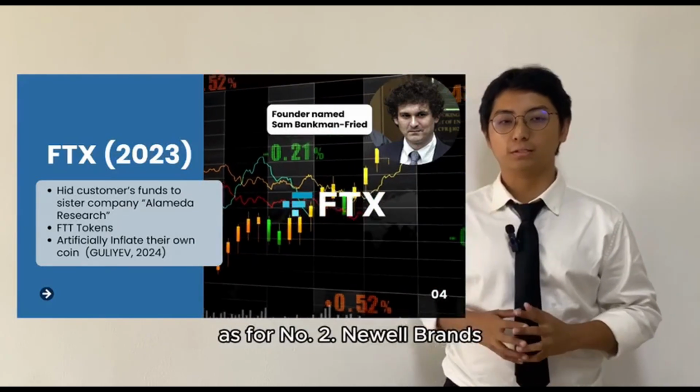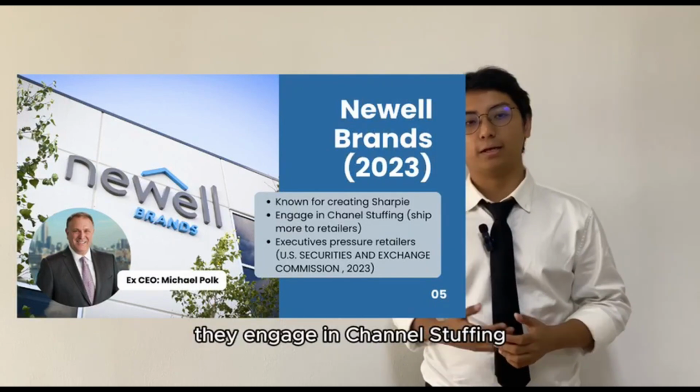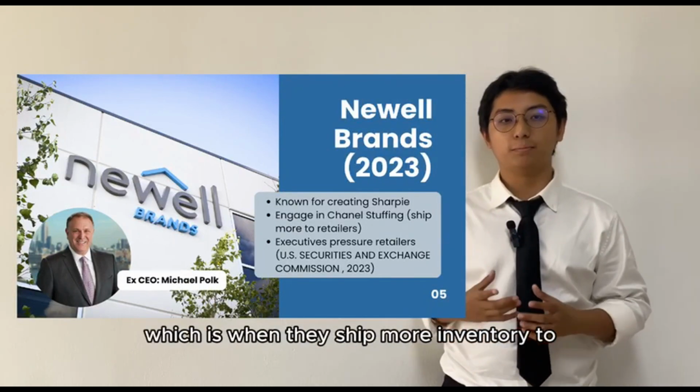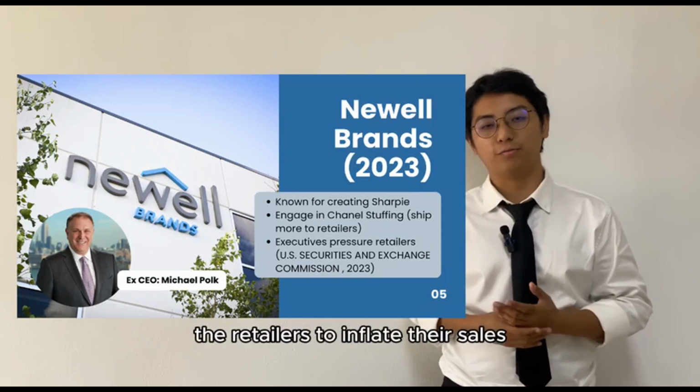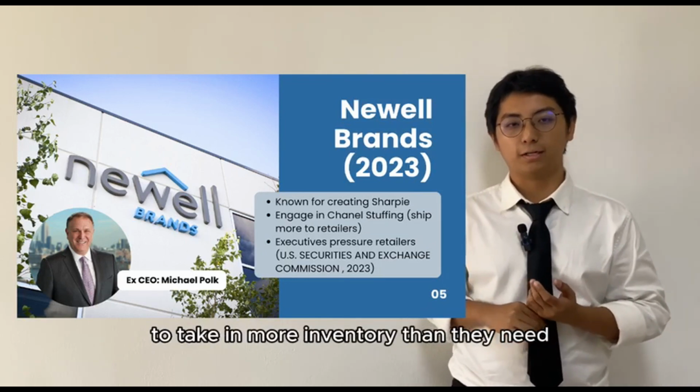As for number two, Newell Brands, which is known for creating products such as Sharpie. They engaged in channel stuffing, which is when they ship more inventory to the retailers to inflate their sales. The executives also pressured retailers to take in more inventory than they needed.